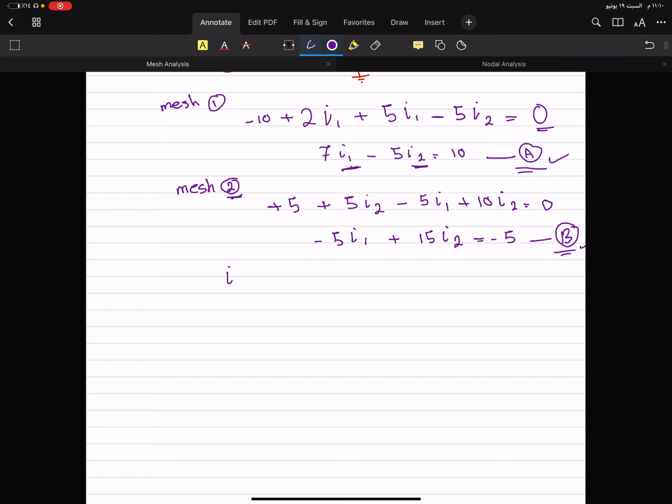Then after this, you have I1 equals some value in amps, and I2 equals some value in amps. And one of these two might come out negative. Don't panic, it happens. And sometimes both are negative currents. Some students, when they see that both currents are negative, panic and say that it's wrong or something like that. No, no, no. It happens that both currents can be negative.